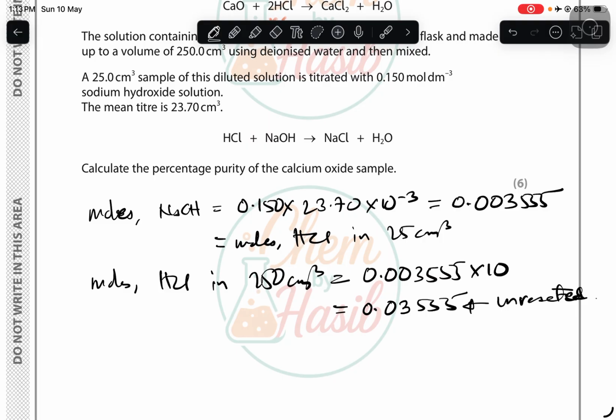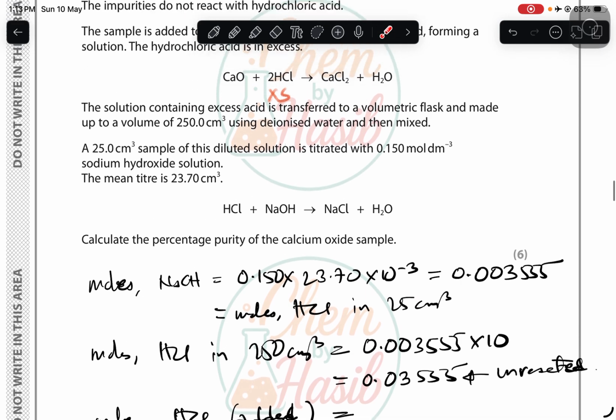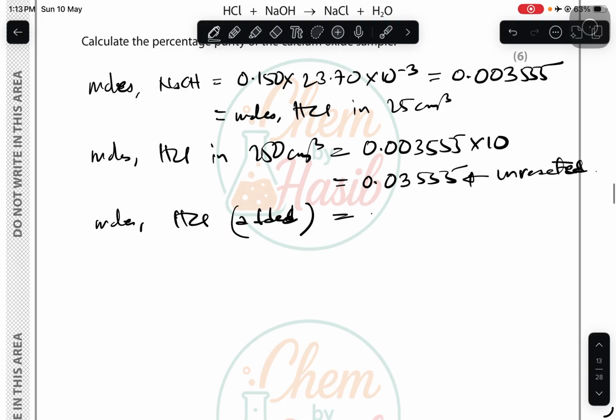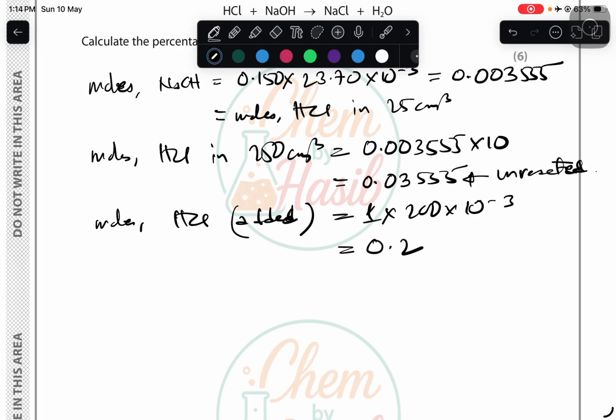Then we calculate the moles of hydrochloric acid added, or the initial moles. The volume was 200 cm³ and the concentration was 1. So this equals 1 × 200 × 10⁻³, which is 0.2 moles. 200 divided by 1000 is 0.2 moles.